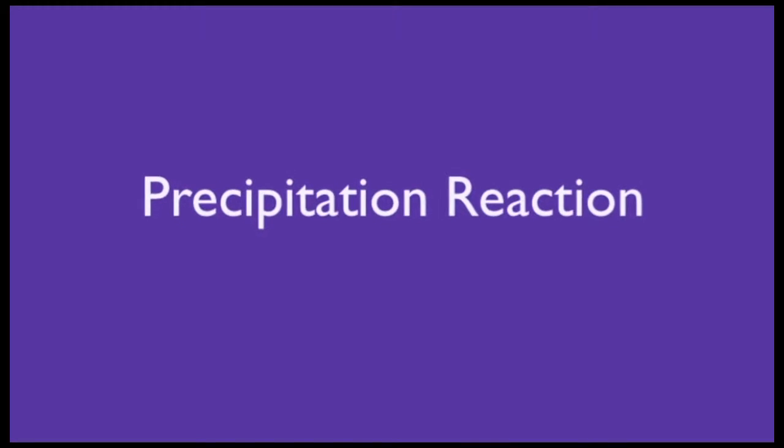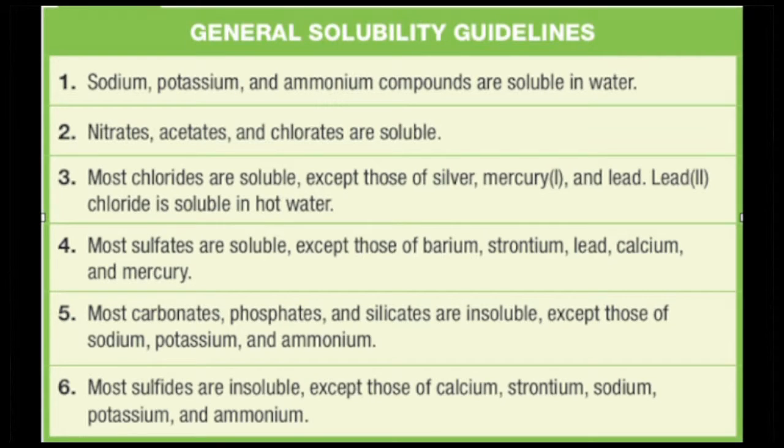There are three types of aqueous reactions I'm going to talk about. One is a precipitation reaction, in which the result is the formation of an insoluble product known as a precipitate. Now, there are some basic rules to show whether a substance is soluble in a reaction.